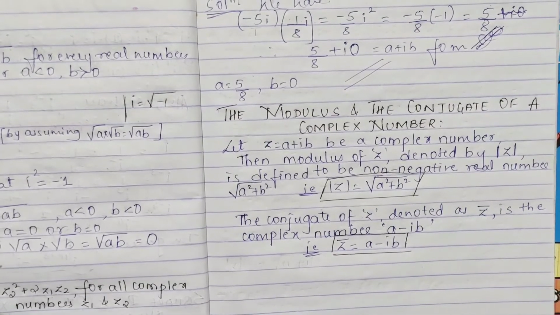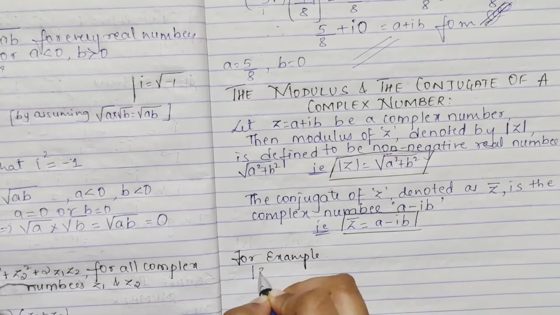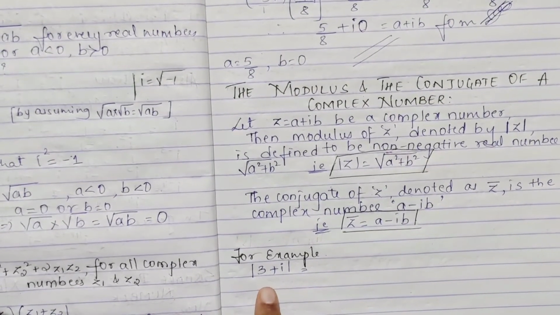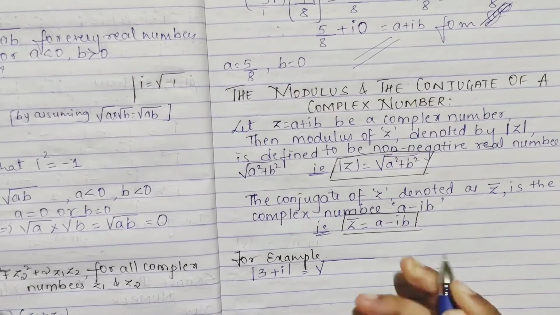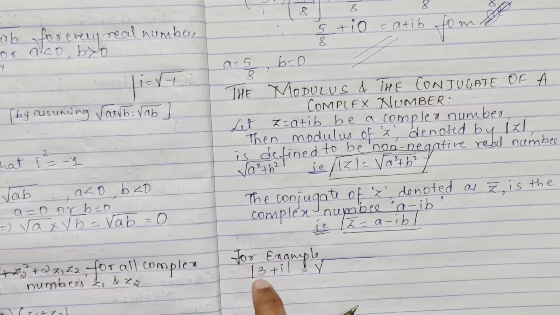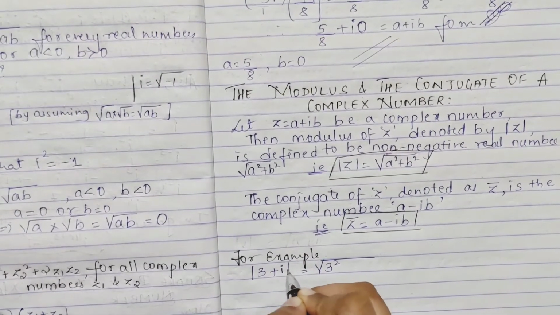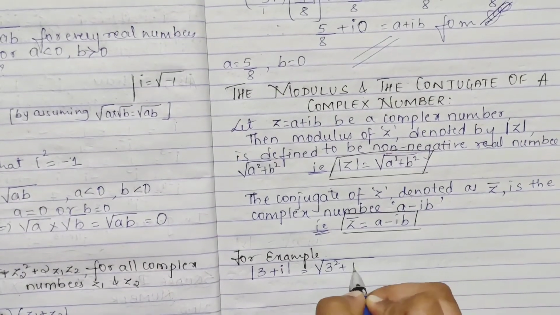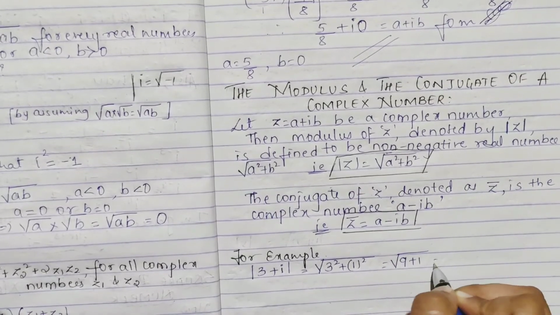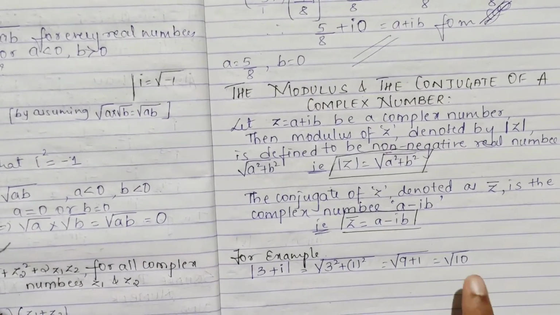Okay. Now for example, suppose you have modulus of 3 plus i. To remove the modulus, how do you do it? Root of a square plus b square. What is a here? 3, so 3 square. What is b? i with nothing in front means 1, right? So plus 1 square. So what do you get? 3 square is 9 plus 1. 9 plus 1 is 10. So modulus of 3 plus i is root 10.